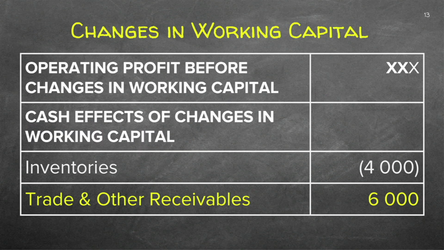Let's continue with our little reconciliation statement. And here in yellow, I have shown trade and other receivables, 6,000 Rand. Please note, there are no brackets. Why? Money has flowed into the business.